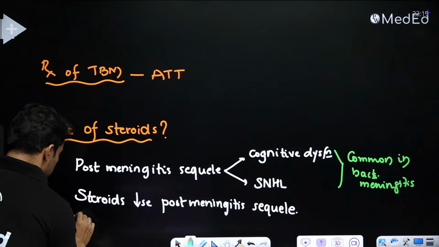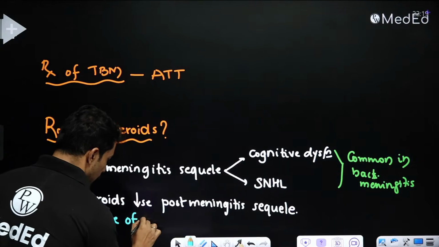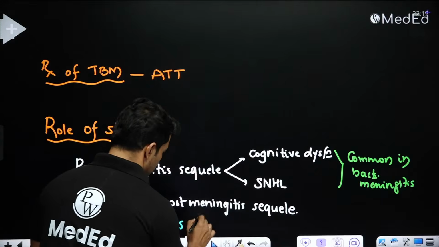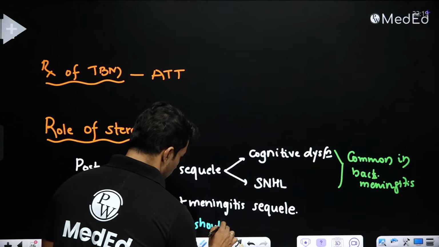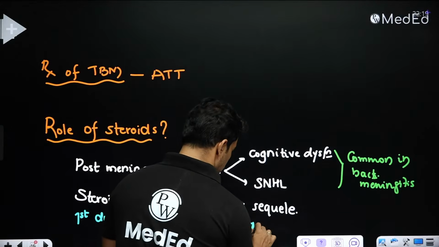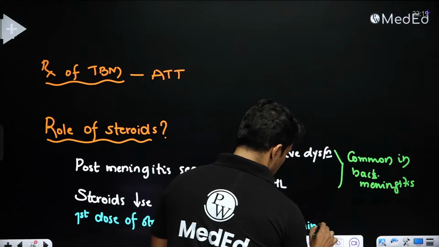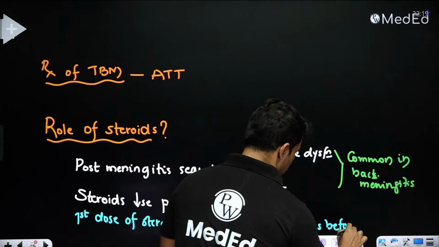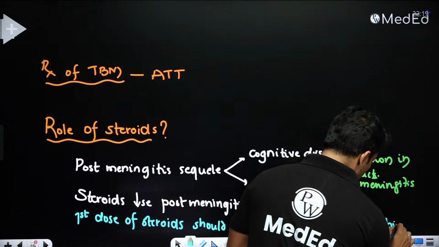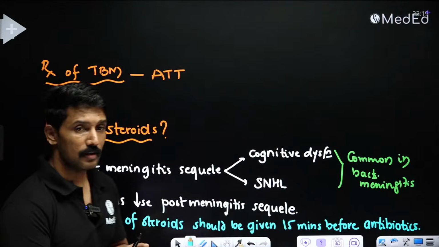So then the first dose of steroids should be given 15 minutes before antibiotics. If not possible, then you can give along with the antibiotics, but avoid initiating after the antibiotics.